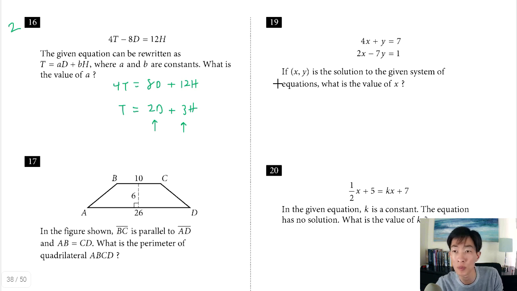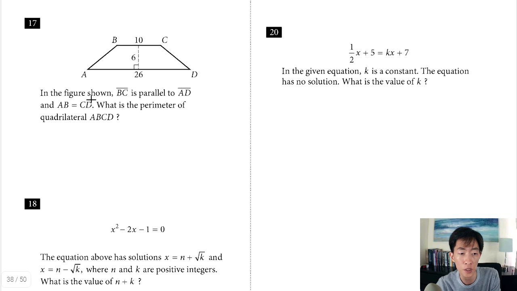Question 17, in the figure shown, BC is parallel to AD, and AB equals CD. So that tells us that this is symmetrical. What is the perimeter of the whole thing? So something that SAT really loves is triangles. If you can divide up any of your diagrams into smaller triangles, that'll probably be the way out. And here we absolutely can, because we know the height is 6. So let's draw a line here, which we know is 6.